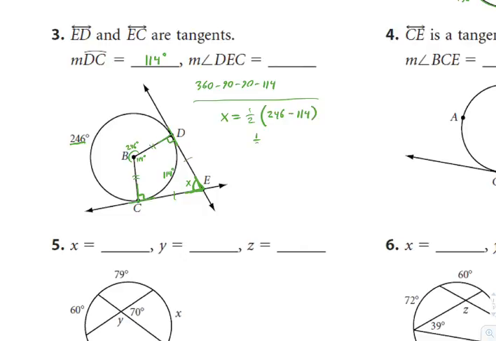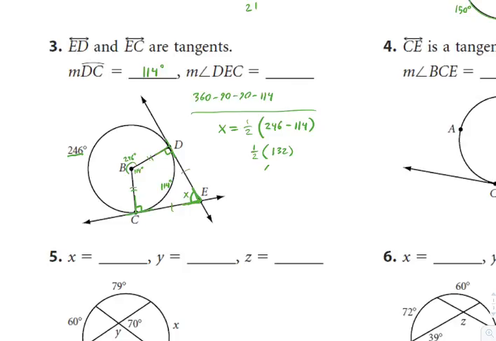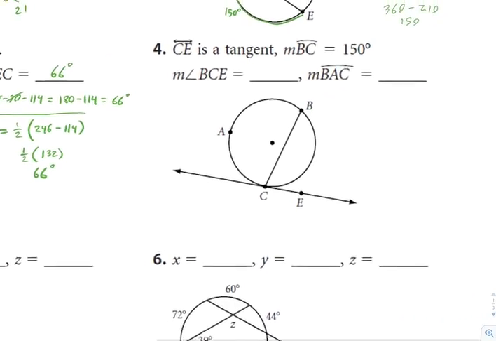So that's 1/2 of 132, I believe. So that's 66, I believe. Doing the arithmetic in my head, I might have made a mistake there. There's 66. Perfect. And just double checking up here, 360 minus 90 minus 90, this would be 180 minus 114, and that would give us 66. So just double checking a second way, we got the same result. So that's good. Okay, on to number 4.